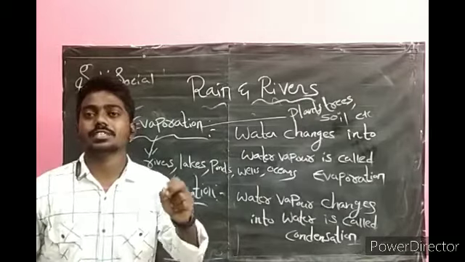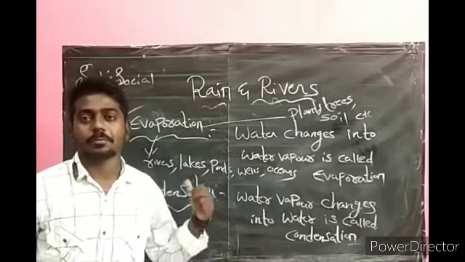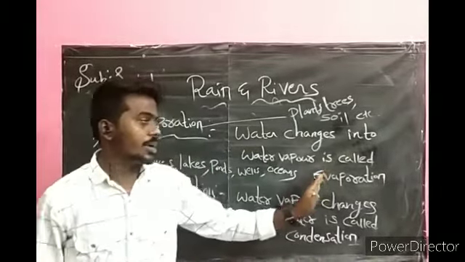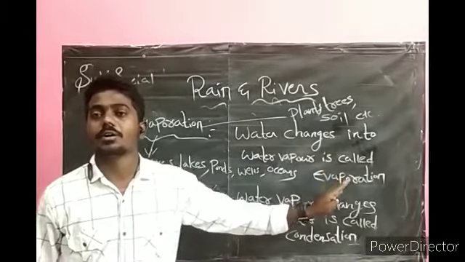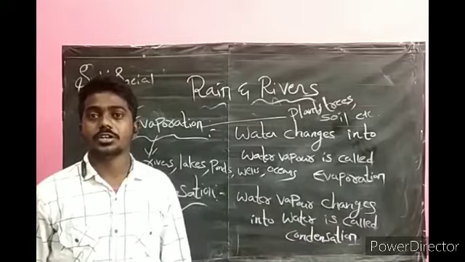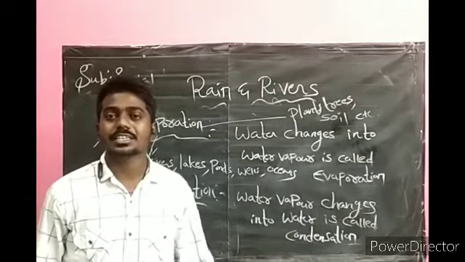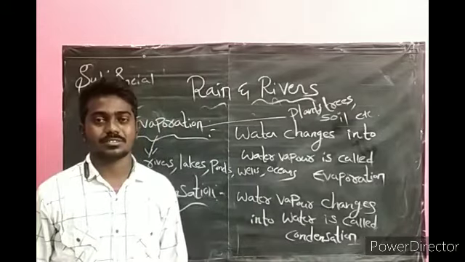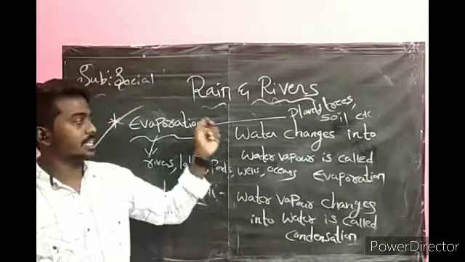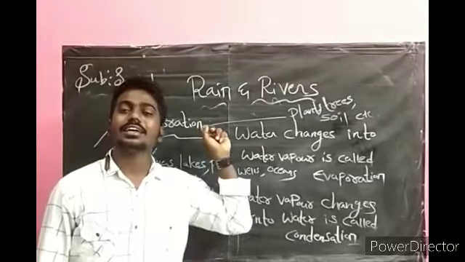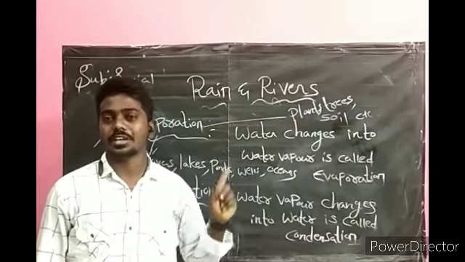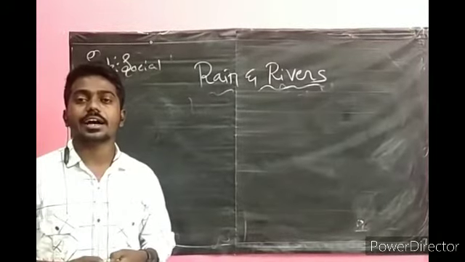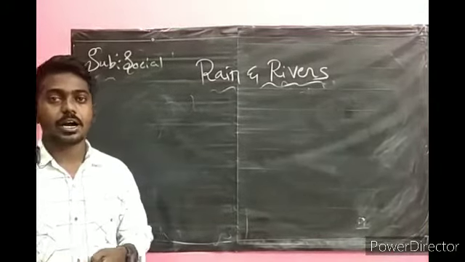The rain begins with evaporation. Very, very important. Water changing into water vapor is called evaporation. Due to the increase in temperature, there will be an increase in evaporation. Just now we discussed evaporation and condensation. Coming to the next topic.